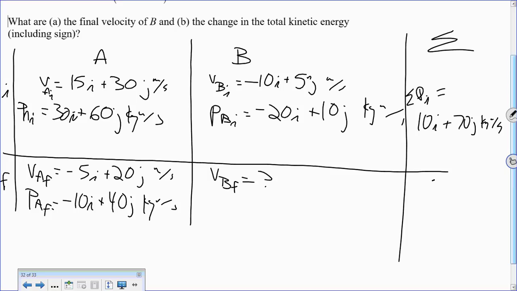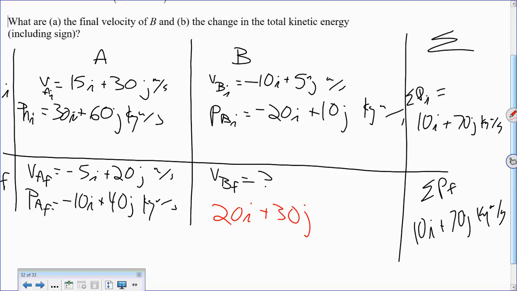All right, so what should my total momentum be after the collision? Same thing, 10I plus 70J kilogram meters a second. Oh, so now I can find out what I'm missing over here for B, right? Follow? So negative 10 plus what is positive 10? 20. And 40 plus what is 70? Oh, 30. So there's my momentum. That's the momentum of B final.